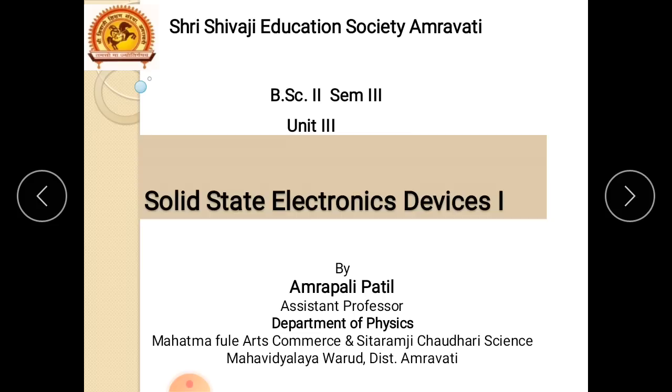The name of the unit is Solid State Electronic Devices 1. In total, about 12 marks are allotted for this unit in the examination. So we start the unit. Name is Solid State Electronic Devices 1.